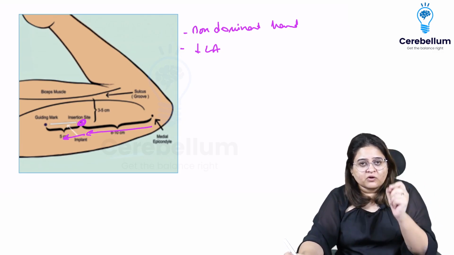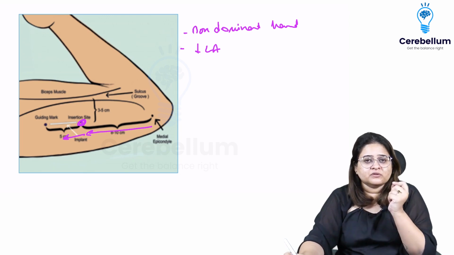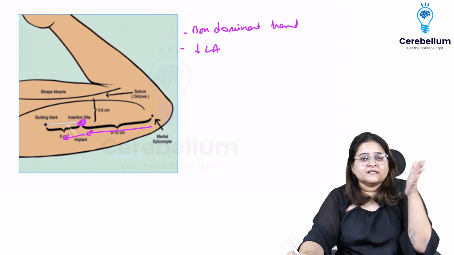For removal, you give a small incision under local anesthesia and you pull out the rod. 3 years is the duration.